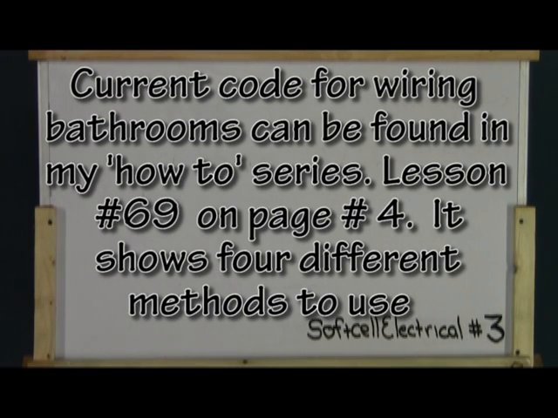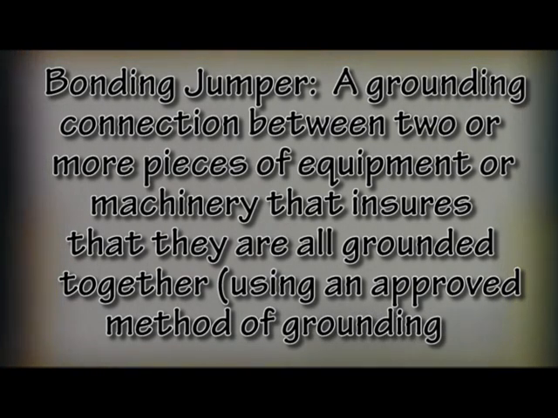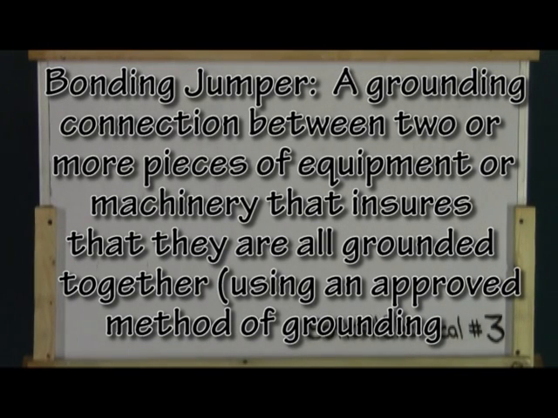For more information on how to properly wire a bathroom, you might want to review video number 69, page 4 on my how-to series. Now, let's go to bonding jumper. Pay attention because this involves grounding, so it's very important. A bonding jumper is a connection between two or more pieces of equipment to establish electrical conductivity between those pieces of equipment, so that if one piece of equipment is grounded, then all of the equipment is also grounded. This is not how the code book states it, but they have it broken up into 4 sections that in essence say what I am saying.